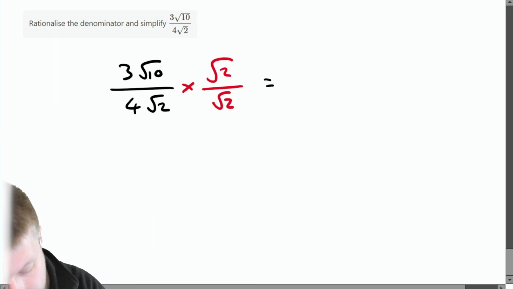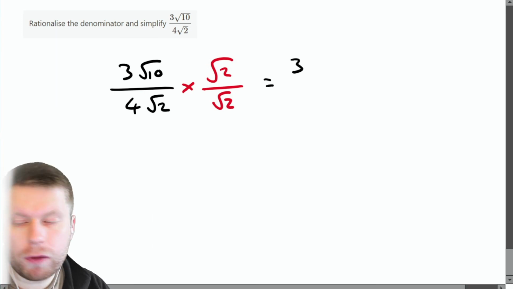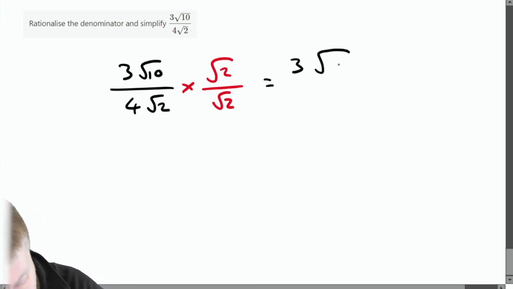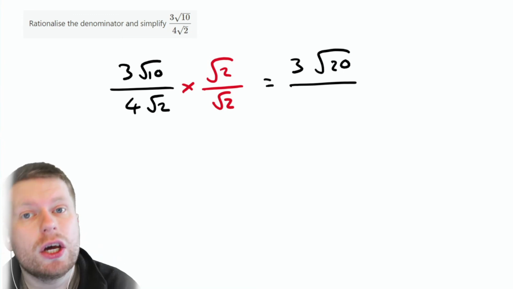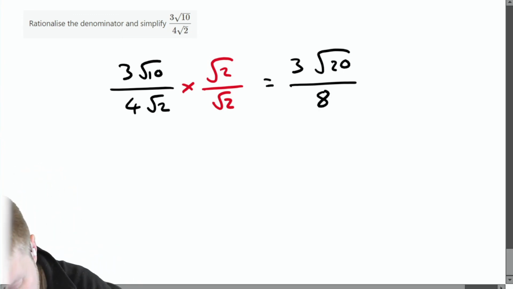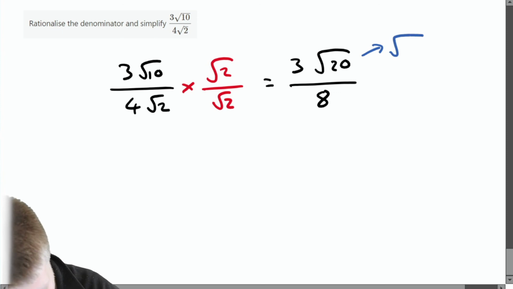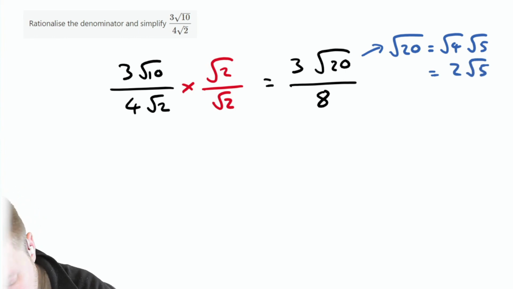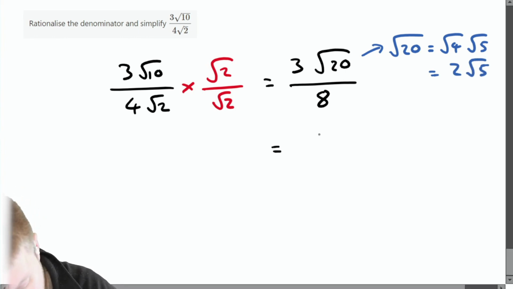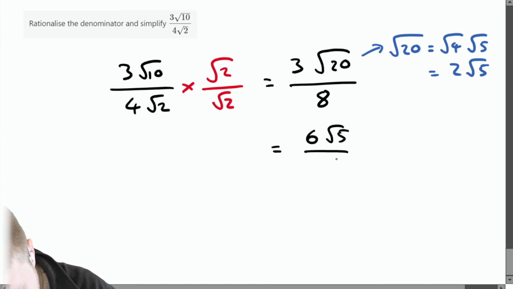Okay, so therefore I get 3 times, well, I get root of 10 times root of 2, that's root of 20. And on the denominator, I get 4 times root 2 times root 2. Just remember, root 2 times root 2 is root 2 squared, which is just 2. So 4 times 2 then should be equal to 8. So therefore, I'm just going to have a look at this surd, see if I can simplify. Oh, yes I can. Okay. So root of 20 is equal to root of 4 times root of 5. So root of 4 is 2, and I've got 2 root 5 there. So in other words, I get 3 times 2, which is 6, root of 5 over 8 there.